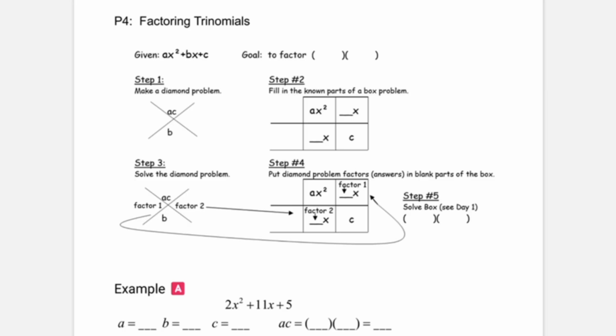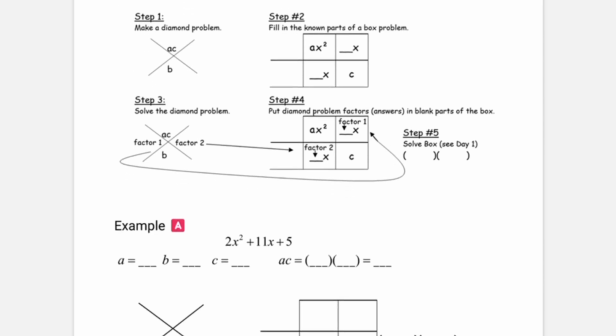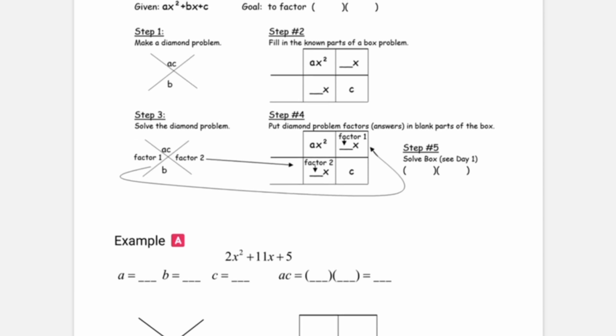What we're going to do is make a diamond problem. We're going to fill in the known parts of a box problem. We're going to solve that diamond problem, and we're going to put the diamond problem answers in the blank parts of the box, and then we will factor the box. So let's get going with this.